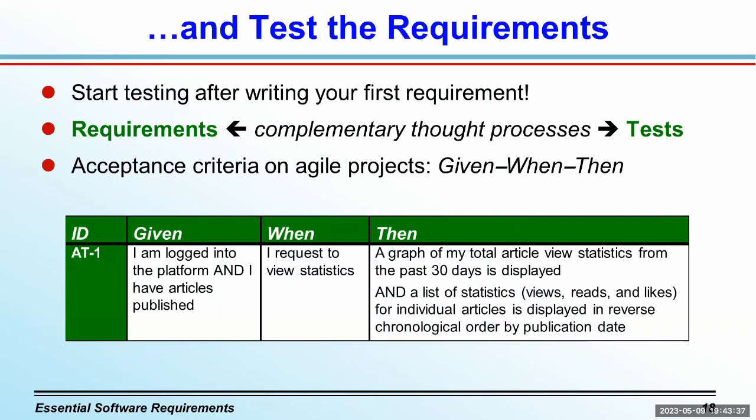So think back to the user story we saw earlier. As an author, I want to view the statistics for my articles so that I can see which topics my readers enjoy the most. Here's one acceptance test for that story. I've given it a label. Then, given that I'm logged into the platform and I have articles published, when I request to view statistics, you notice we haven't said when you click on this or whatever. We're trying to make these independent of implementation specifics. Then a graph of my total article view statistics in the past 30 days is displayed, and so on, whatever's supposed to happen. So this is a nice pattern to follow for collecting this information to visualize how the system ought to function under certain conditions.